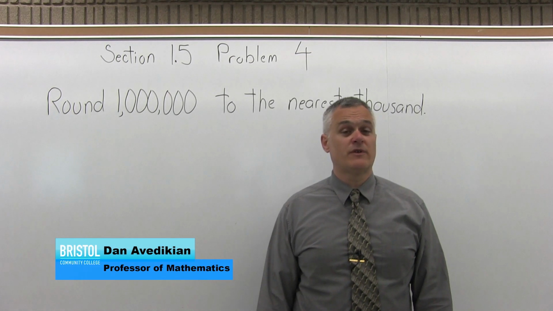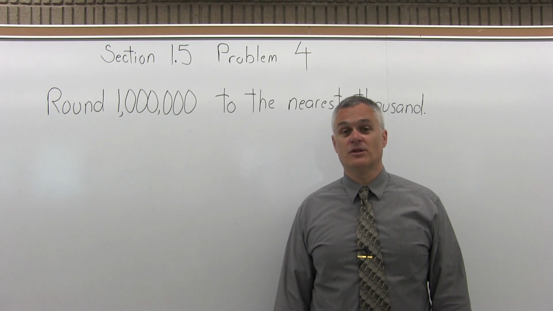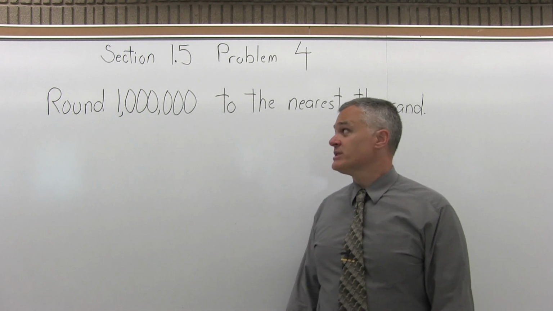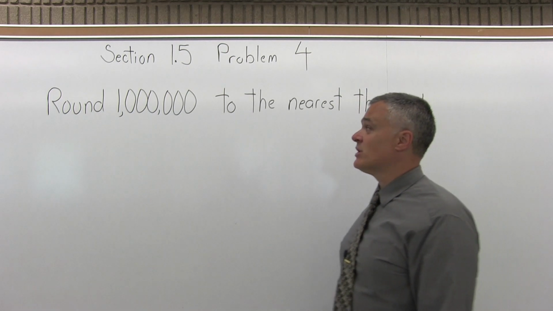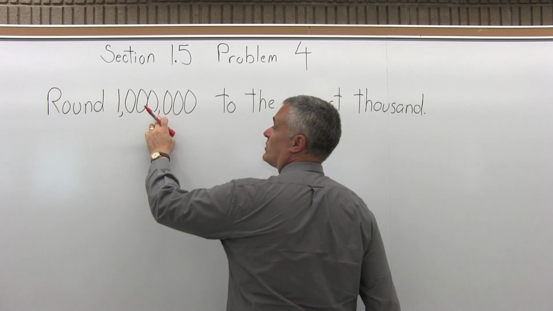This is Section 1.5, Problem 4. It says round 1 million to the nearest thousand. So first, identify the digit to which you want to round. So 1,000 is the zero that is just to the left of that first comma.